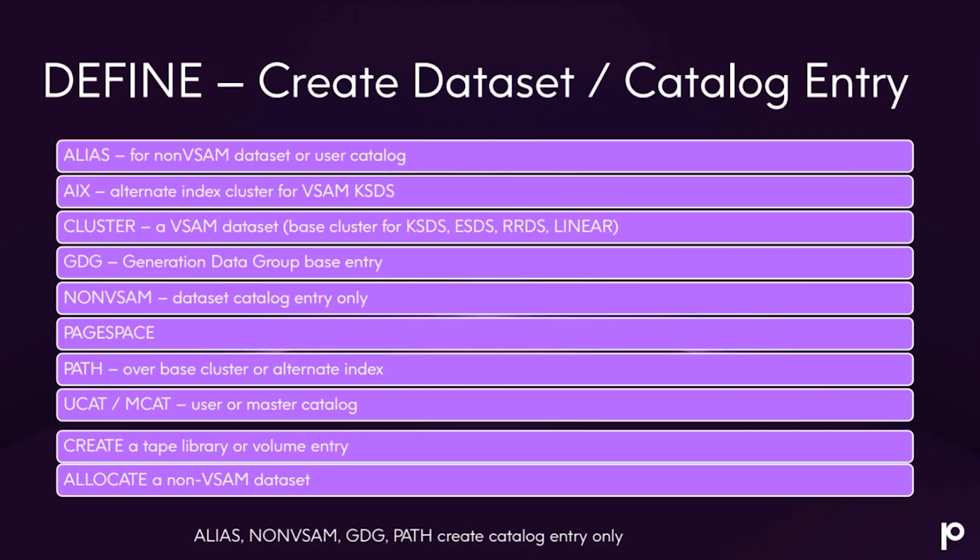I can define a user catalog or a master catalog. I can create a tape library entry. Instead of define for a non-VSAM data set, I do have to use allocate. And so some of the entries that I might be defining are catalog entries only. I can define an alias. That's just an entry in the catalog. It doesn't alter the data set. I can define a generation data group. Again, that's just an entry in the catalog. So some of the defines will create catalog entries. Some of them will actually create data sets, like define cluster.